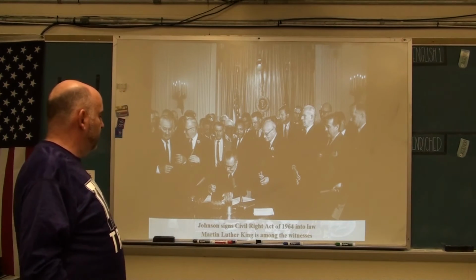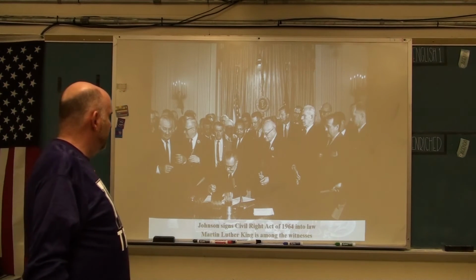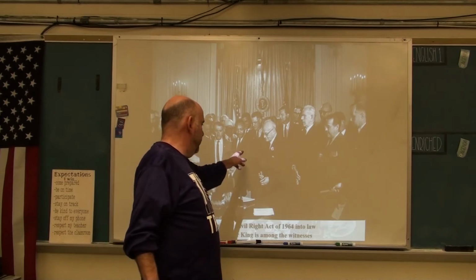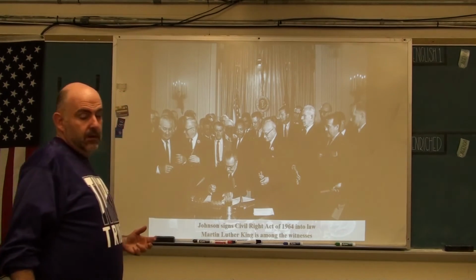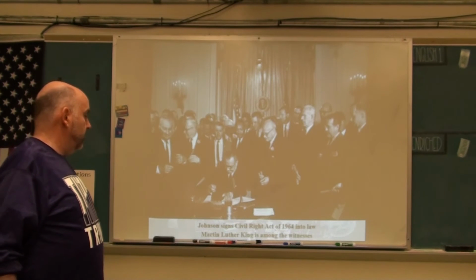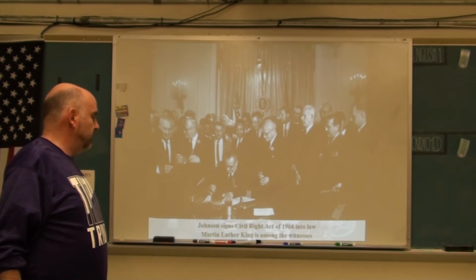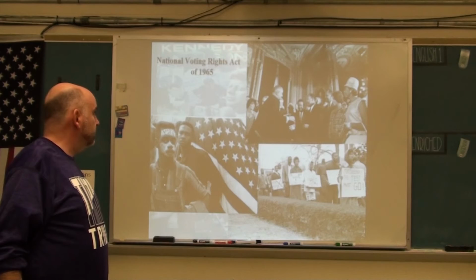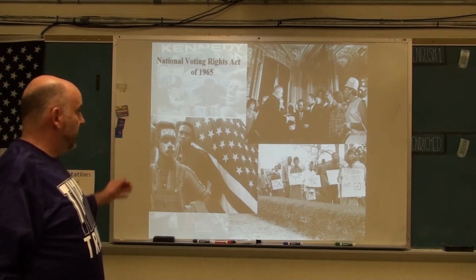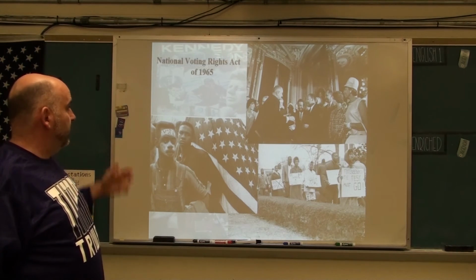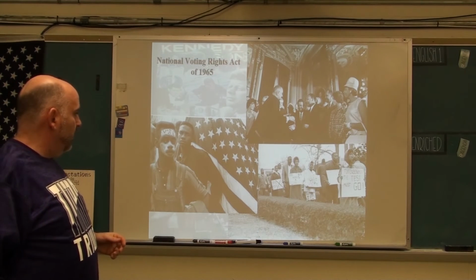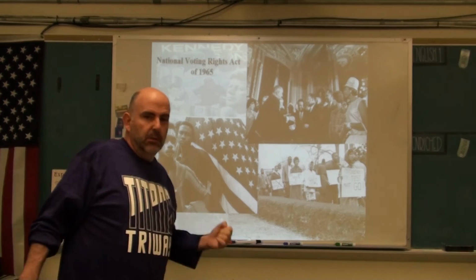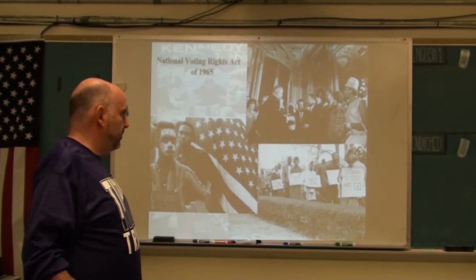Johnson signs the 1964 Civil Rights Act. Martin Luther King is among the witnesses. Johnson gives him one of the pens. Famous law protecting the rights of African Americans, which would lead to, as I said in our earlier chapter, the National Voting Rights Act of 1965, which ended all those Jim Crow laws in the South.